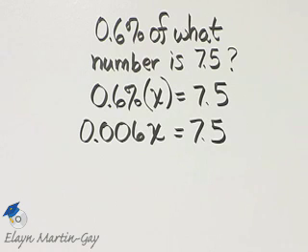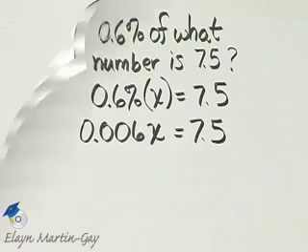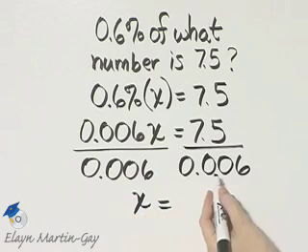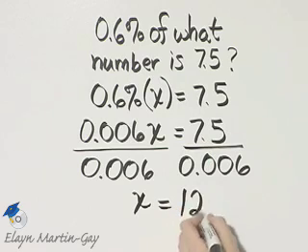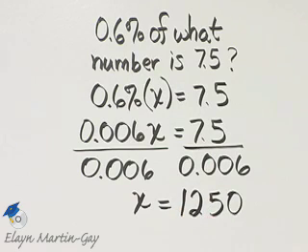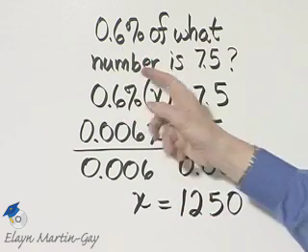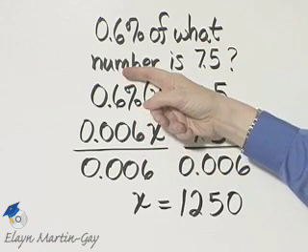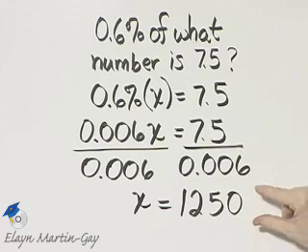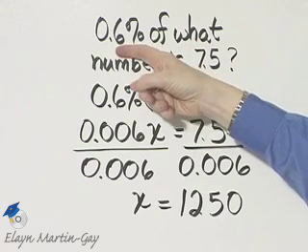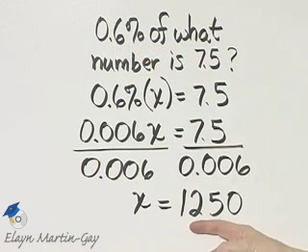You'll divide both sides by the coefficient of x. If you go off to the side and divide this decimal into this decimal, you'll have 1,250. So 6/10% of what number of 1,250 is 7 5/10? How can you check? Find 6/10% of this number and see that it's 7 5/10. It will be.